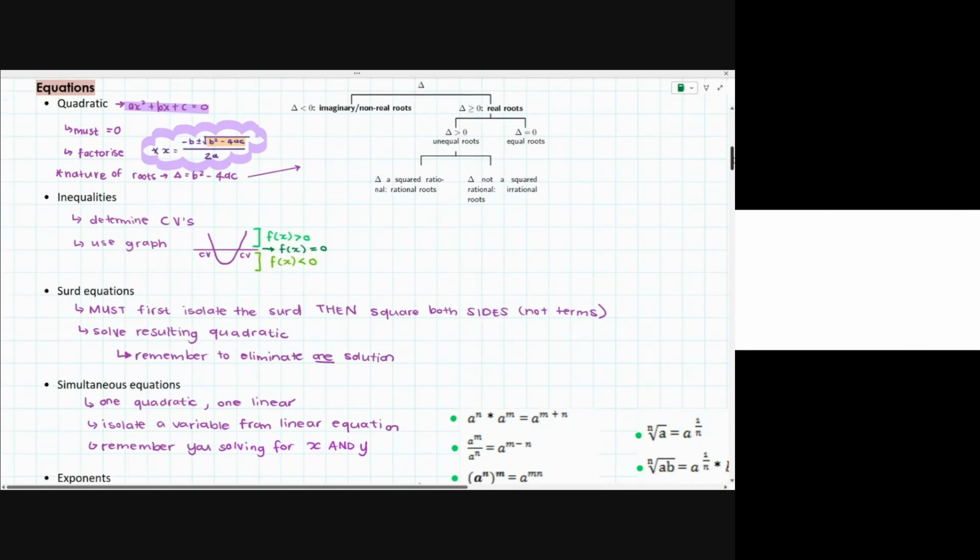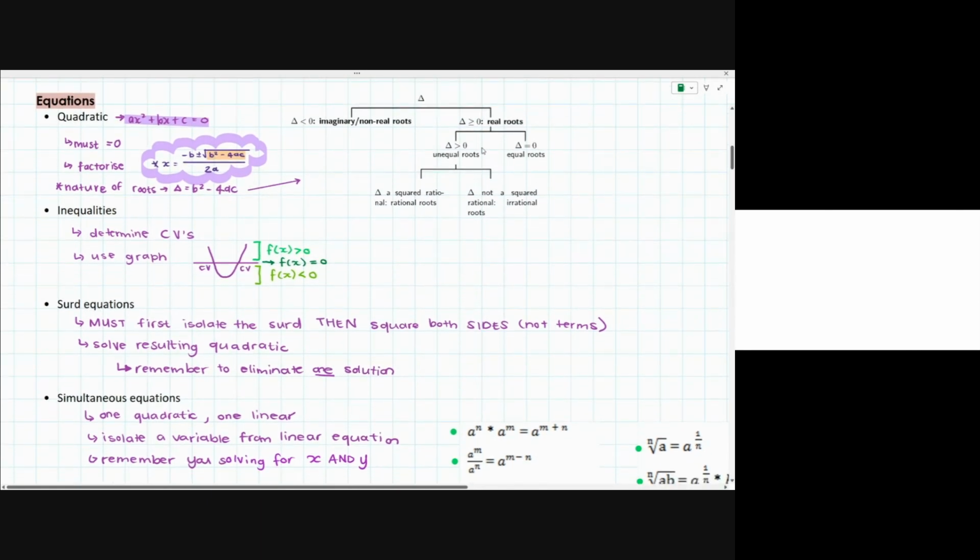Right, I'm just going to start up here in case anyone wants to screenshot all of that, and then I'll carry on with our little summary.